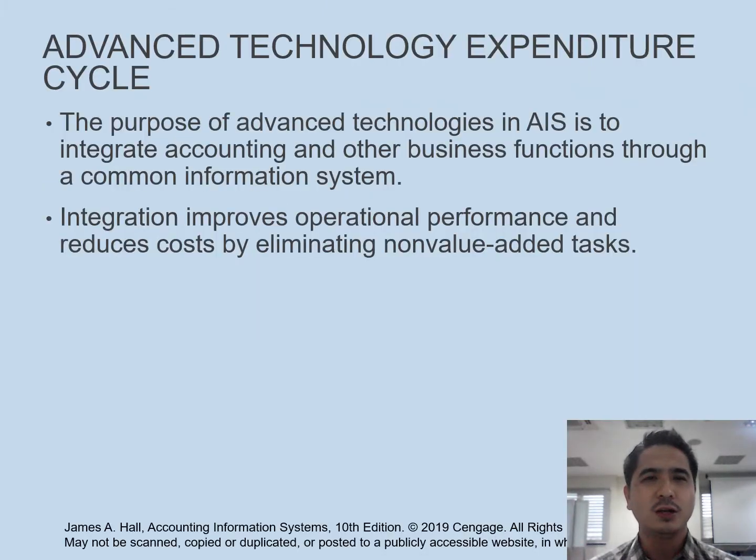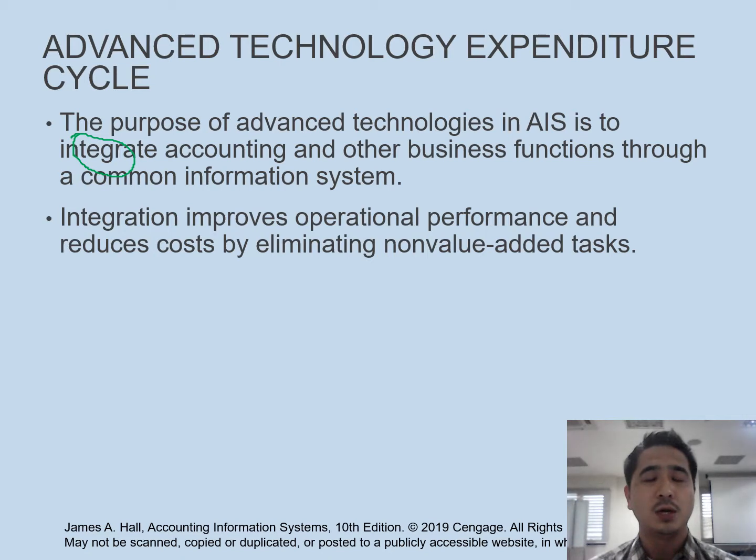So the general concept is that for the advanced technology, the goal is to integrate the accounting and other business processes into one information system. In a basic technology, it's possible that one department will use a certain system. So that's what you call a standalone system or independent system.